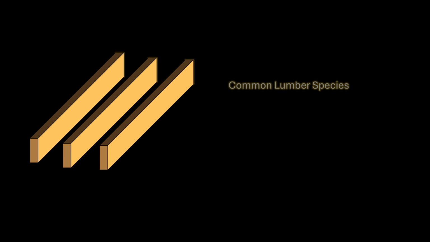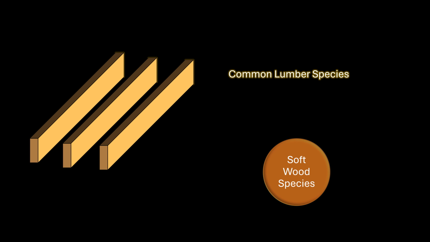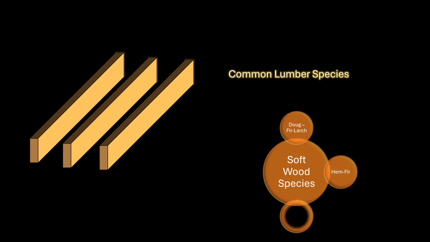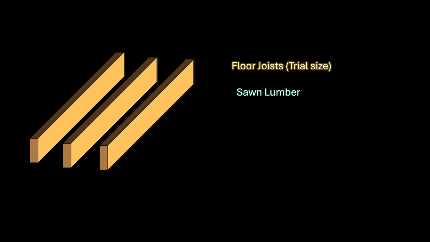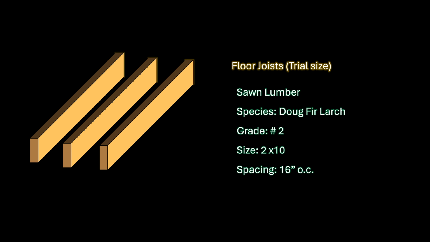Some of the common lumber species used in residential wood framing include softwood species such as Douglas fir larch, hem fir, spruce pine fir, and southern pine. For each of these species, lumber comes in various grades. For this example, let us propose to use grade number 2 Douglas fir larch floor joists. Additionally, let us propose to use 2x10 joists that are spaced at 16 inches on center. Therefore, we will be verifying the adequacy of the 2x10 Doug fir floor joists.